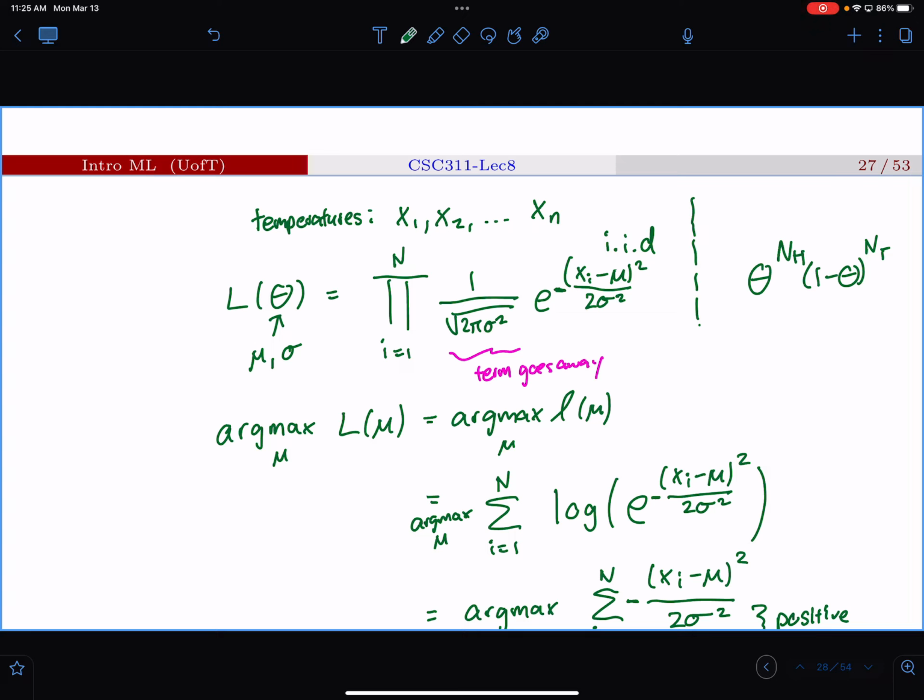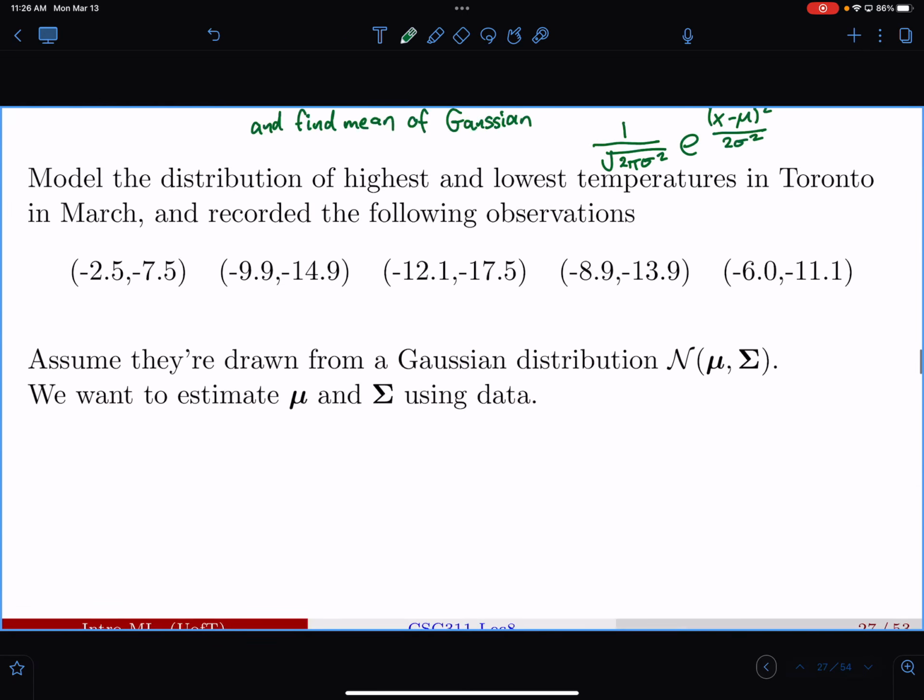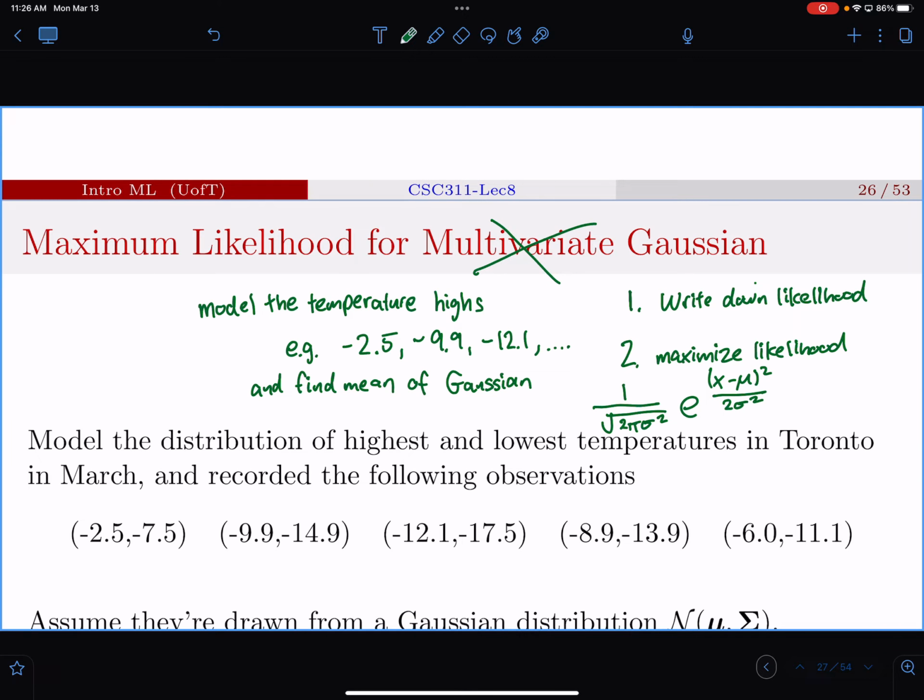So this is saying that we assume the same kind of model, a Gaussian model, for what the temperature looks like. And we're looking for the probability under a Gaussian model of getting that particular x sub i temperature. So on day 1, if we observed negative 2.5 degrees, what's the probability, given a mu and a sigma, of seeing negative 2.5 degrees?